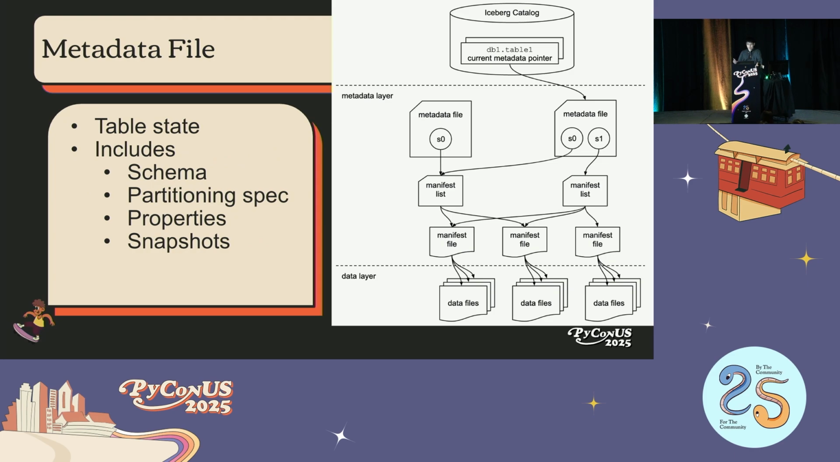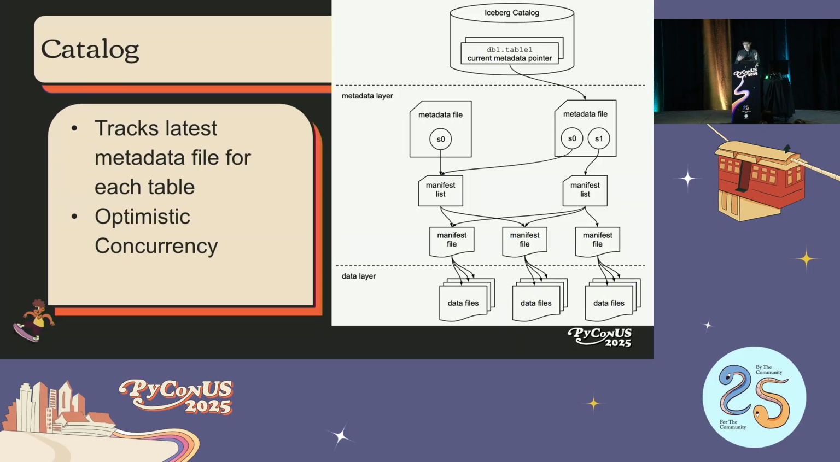Then one level up, we have the metadata file. Each metadata file represents a table state. All the changes to the table state will create a new metadata file and replace the old metadata using an atomic swap. The table metadata file tracks the table schema, the partition config, some custom properties, and all snapshots of the table.